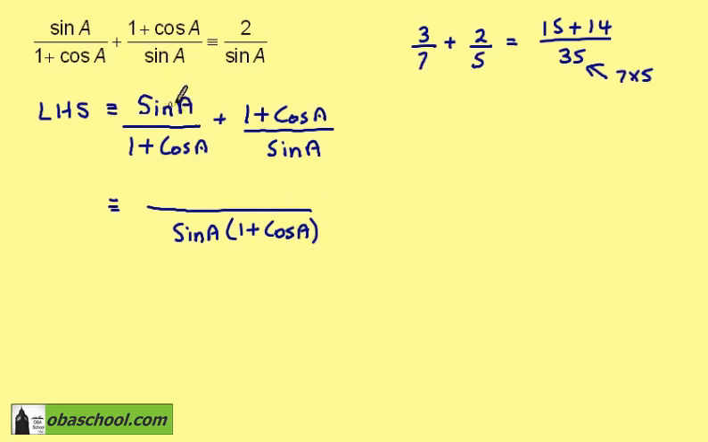This sin A will get multiplied by this sin A, giving us sin squared A, and the 1 plus cos A times the 1 plus cos A gives 1 plus cos A squared.